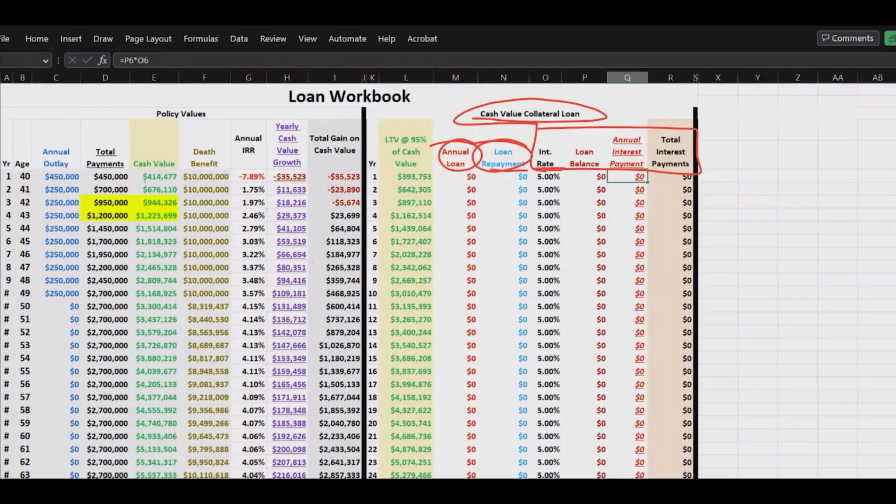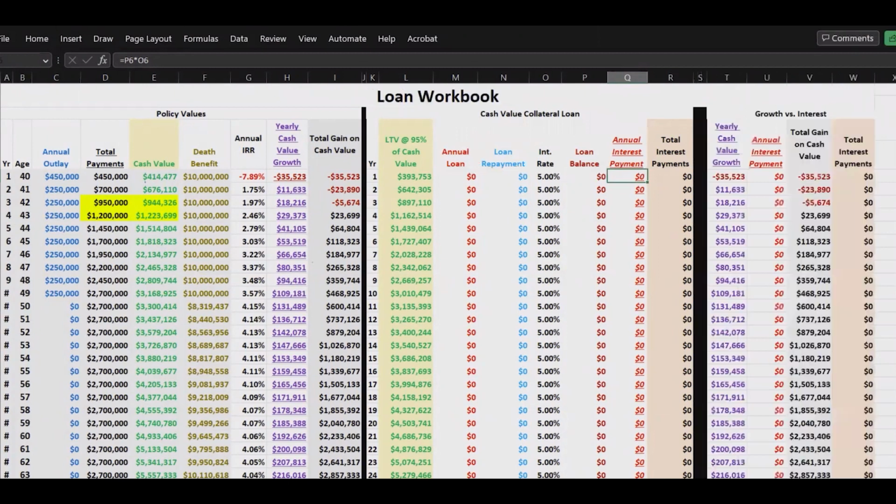But here's what we've got. So let's do this. There's one more thing we're going to have to the far right before we start looking at numbers. Policy growth versus policy interest. So annual loans. Let's take a look at this. So let's assume that she starts with a lump sum payment and she takes out a loan in the first policy year, which from a pure number standpoint, I typically do not recommend.